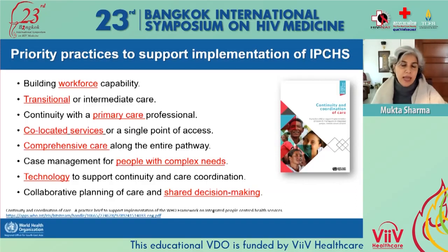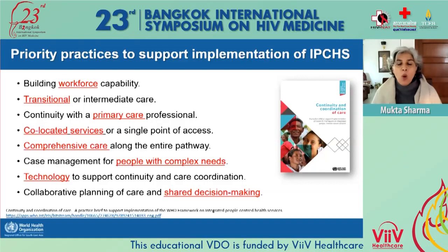So if I was to summarize, what are some of the priority practices to support the implementation of integrated people-centered health services? Workforce capability is the first one. Training the workforce to think through integration. The second one I've already mentioned is transitional or intermediate care, as well as the entire change management aspect of this.